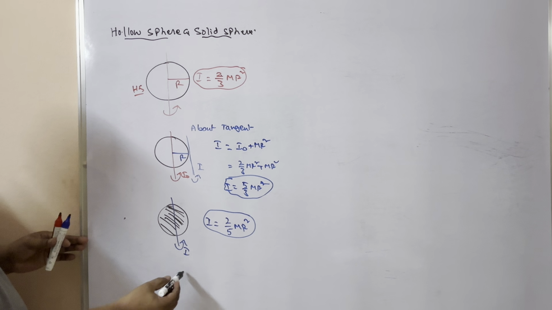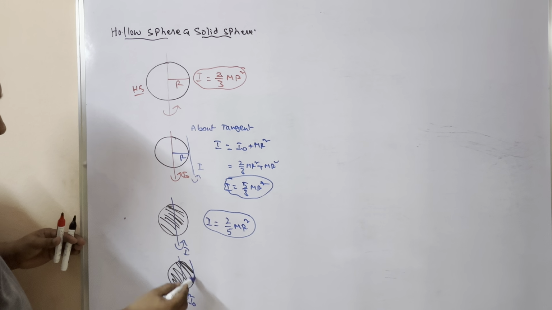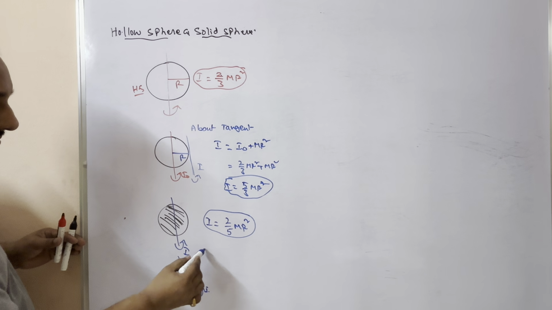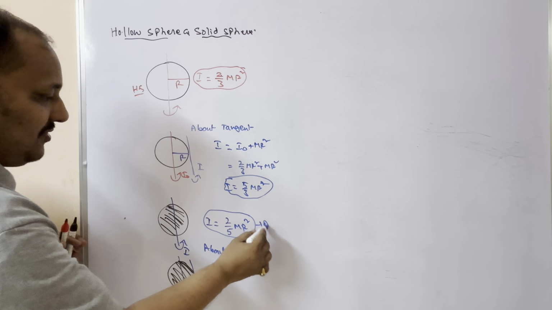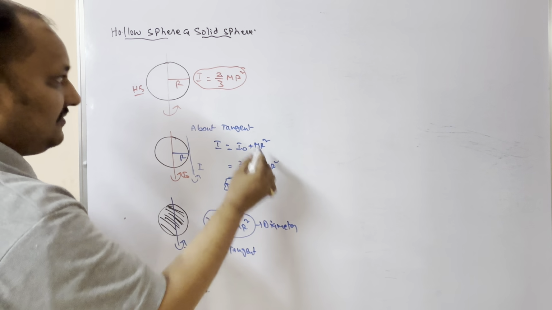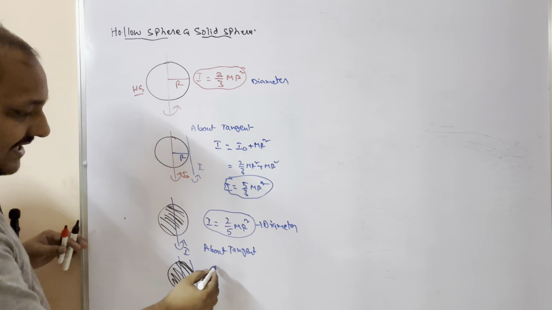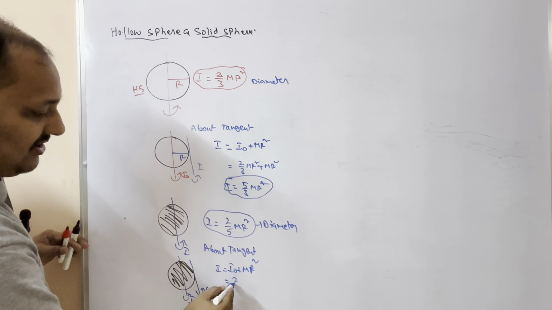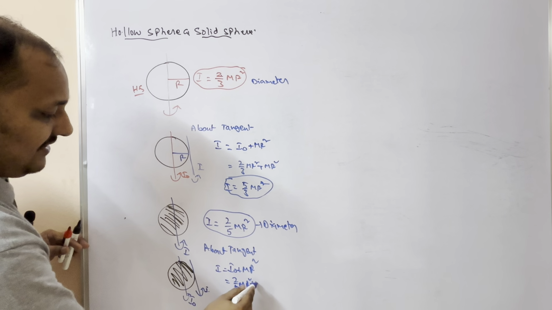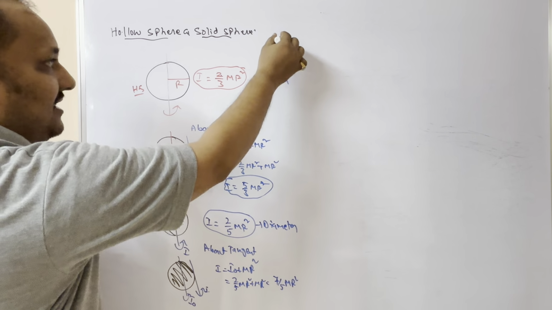Now about tangent, if you want to get. So about tangent, this axis is I naught, this axis is going to become I. This is about diameter of the solid sphere. Now about tangent, again these two axes, I is equal to I naught plus m r square. I naught is 2 by 5 m r square plus m r square. That is going to be 7 by 5 m r square.